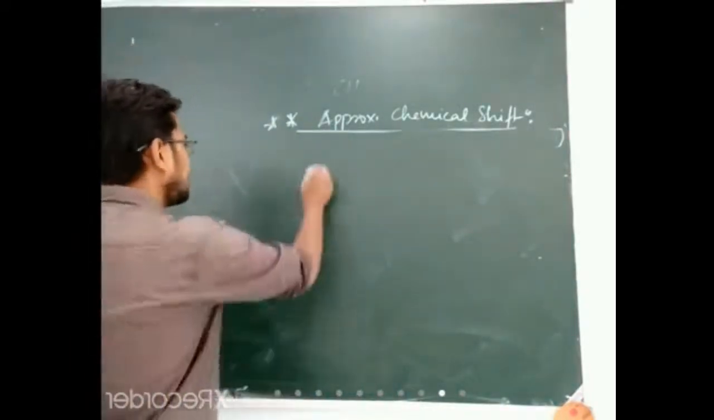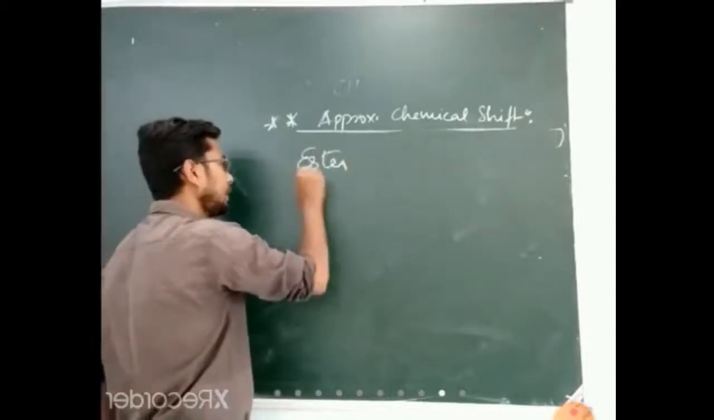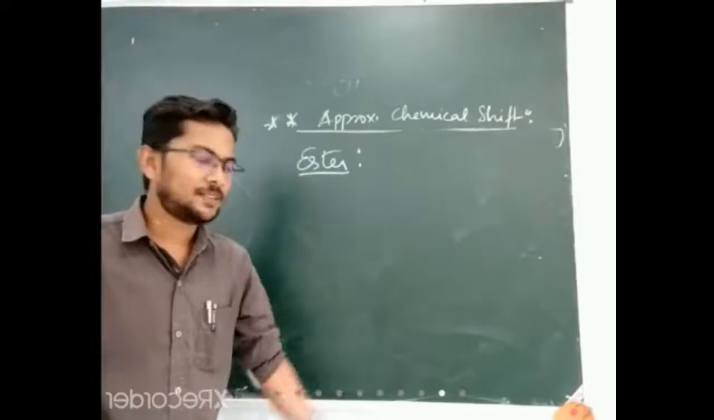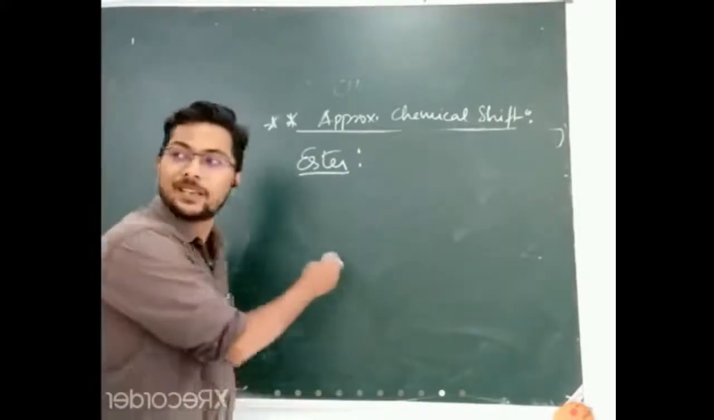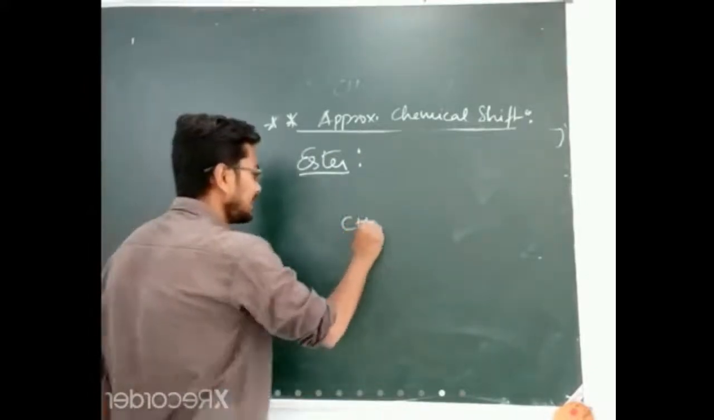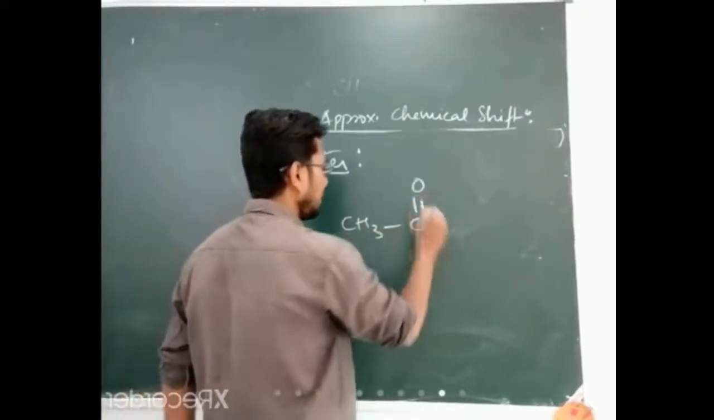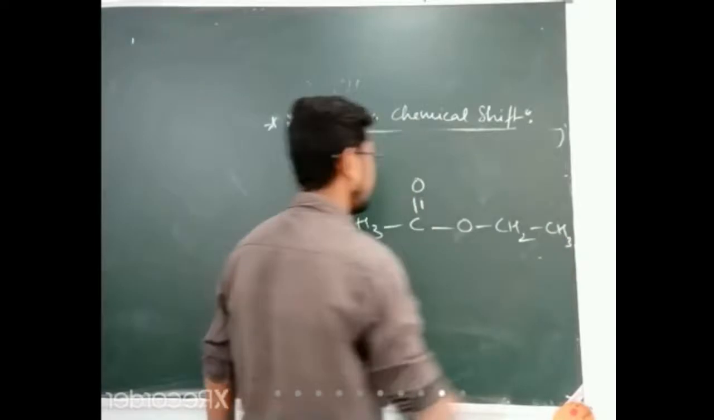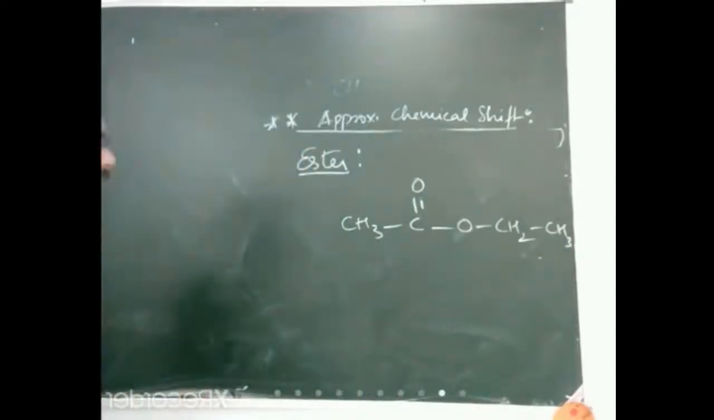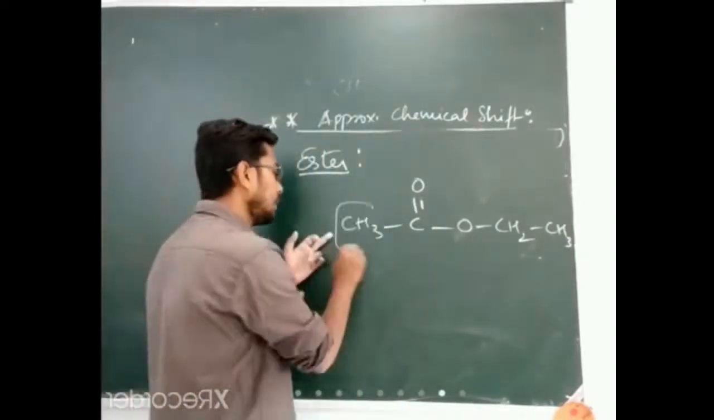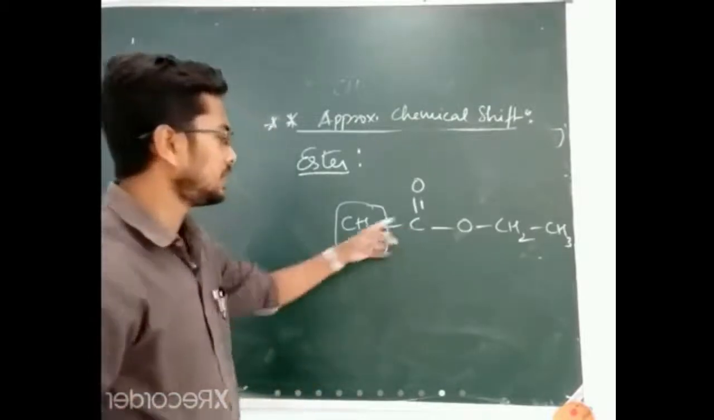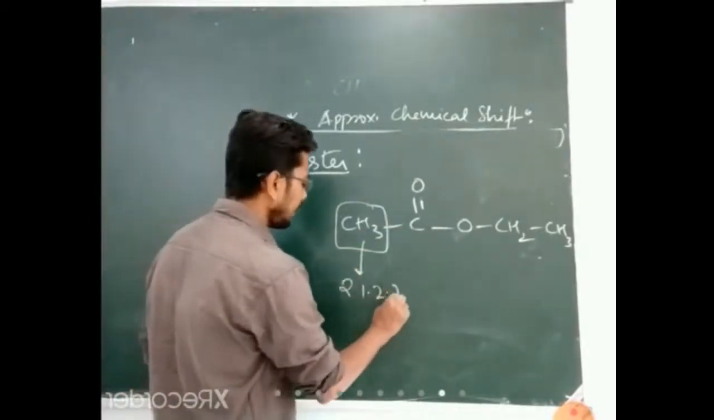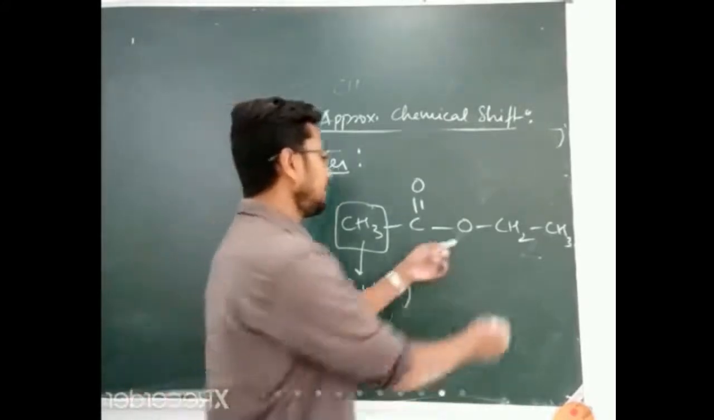Then you have ester. Esters are very important. As I'm saying important, I don't think I have anything which is less important. All are important. So esters: CH3, C double bond O, O, CH2, CH3. If you see here, you have this carbonyl moiety also, adjacent to this. So this region will be 2.1 to 2.7. This will be fixed. And you have this hydrogen.